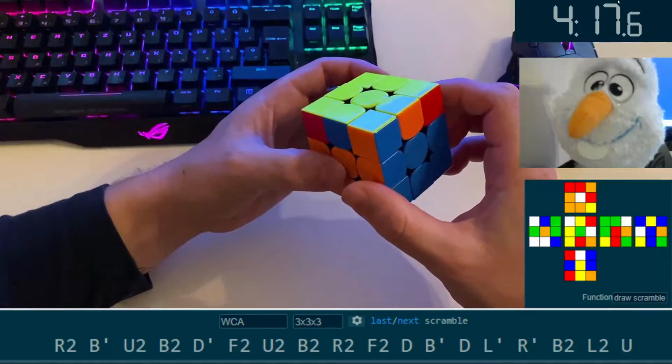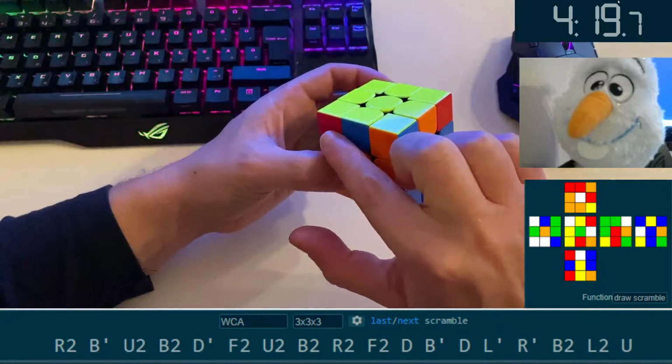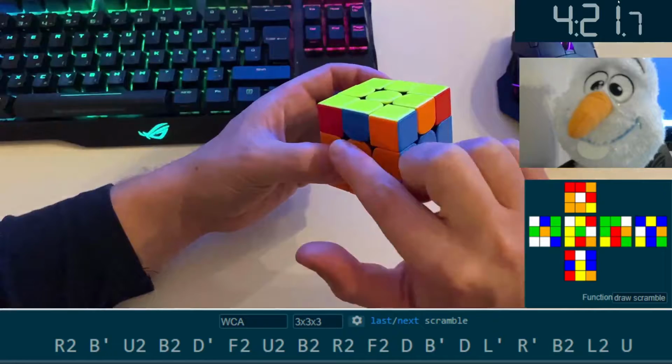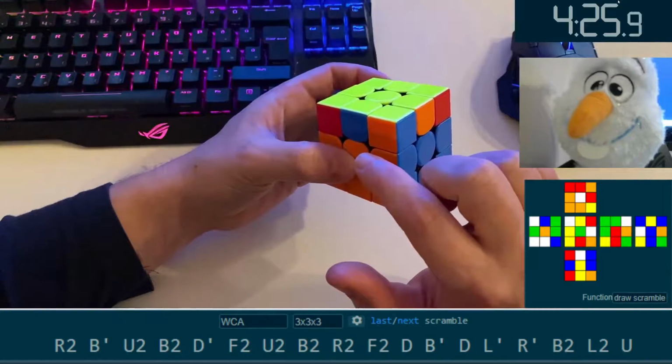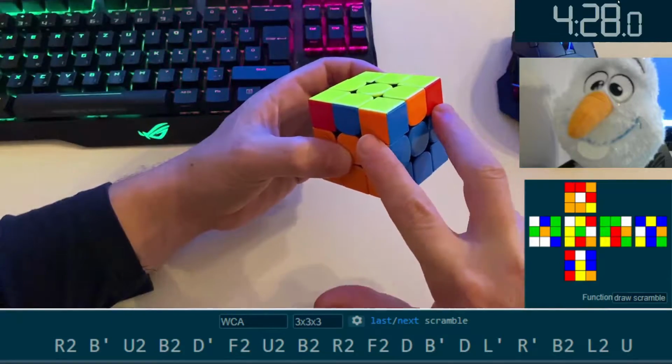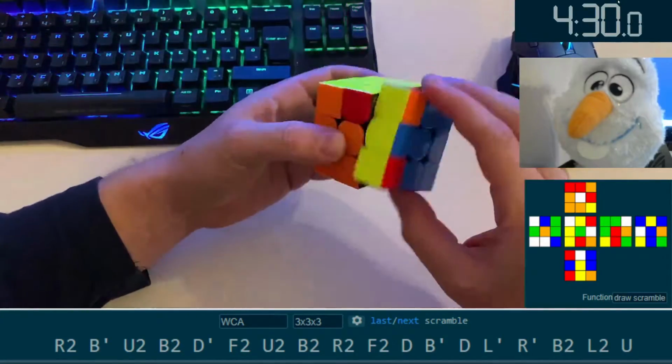OLL and two-side PLL. This is the F perm, but we need to do a U prime because these two are opposite to each other.